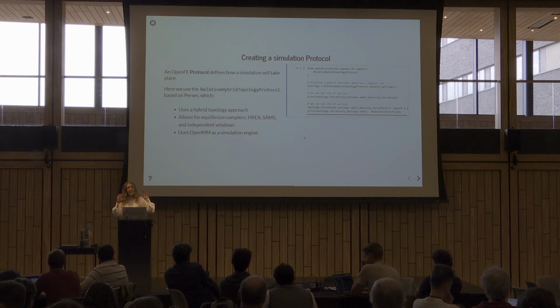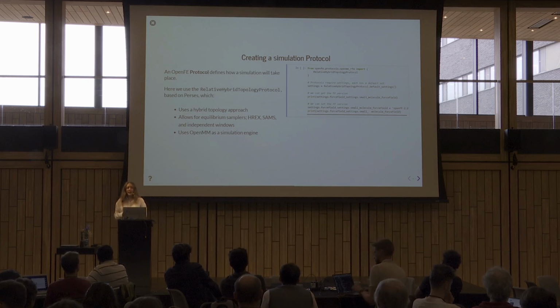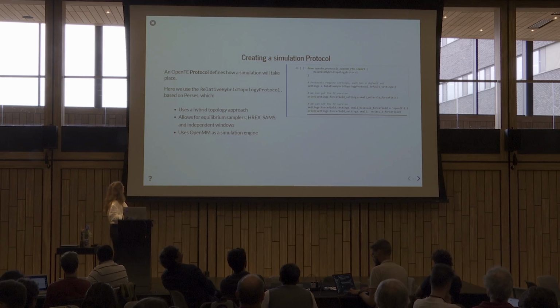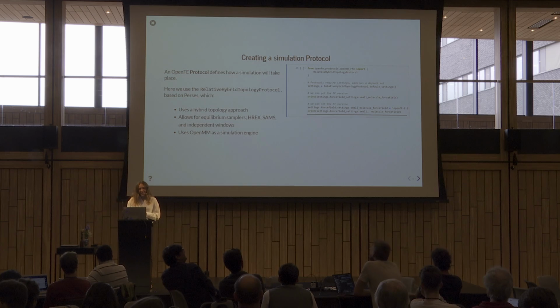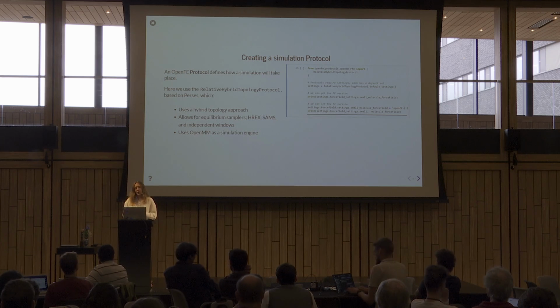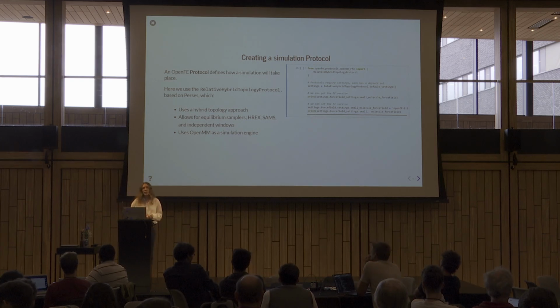Now we have defined the end states of our thermodynamic cycle. What we now need are the little arrows that actually connect our end states, and we do this through a protocol. And we gave it in OpenFE this beautiful name. Our protocol is the Relative Hybrid Topology Protocol. You know, it is a very creative name, and this is based on a hybrid topology approach, like the name says, and you can choose different samplers. You can use Hamiltonian replica exchange, we have a SAMS sampler, or you can just run independent windows here, and our simulation engine here is OpenMM.